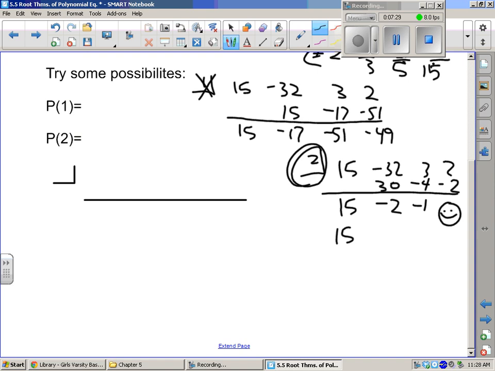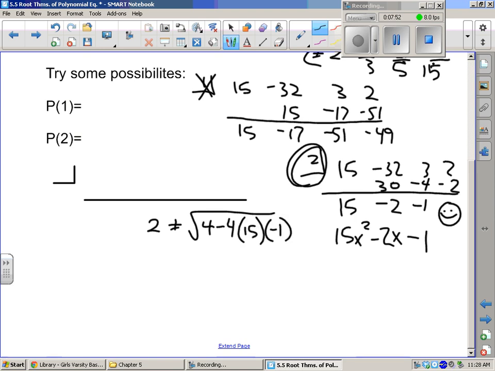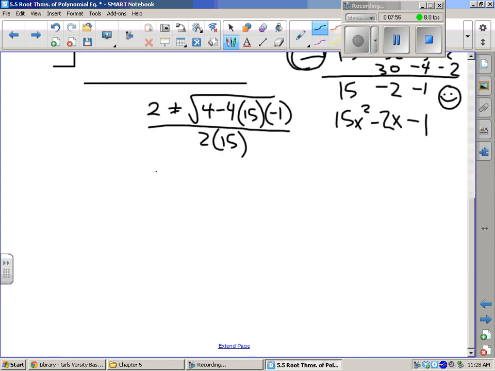So now this leaves us with 15x squared minus 2x minus 1. We can factor that with the quadratic formula or by factoring it normally, but I don't think it can factor normally. All right, so we're going to do negative b plus or minus the square root of b squared minus 4 times a times c, all over 2 times a. Try that. 2 plus or minus, we got 4 plus 60. So that's nice. We got a 64.